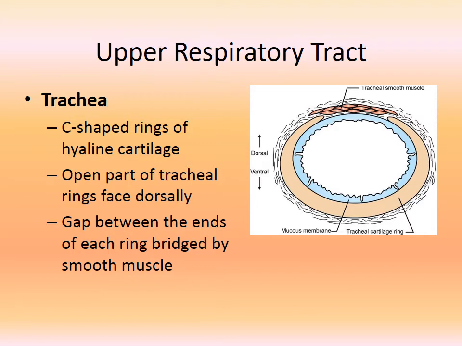This picture right here is showing you those C-shaped rings of the hyaline cartilage, which is right here. And then this is the smooth muscle, the open part of the trachea, and it's dorsal, that's where the smooth muscle is going to be. The gap between the ends of each ring is bridged by smooth muscle, which is what you see here. And this is the inside of the trachea.